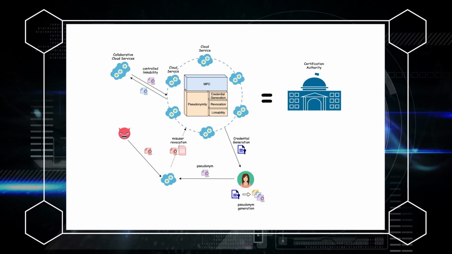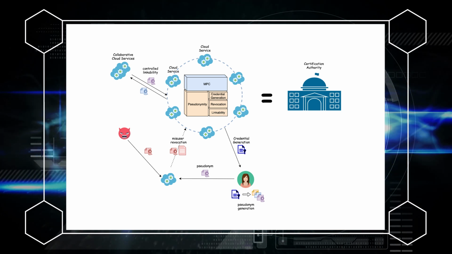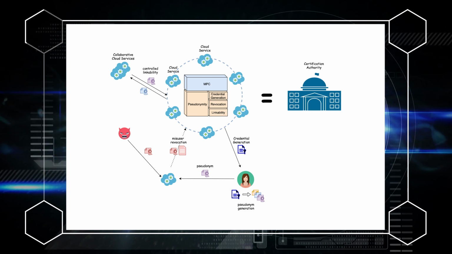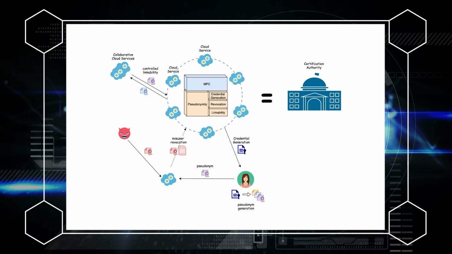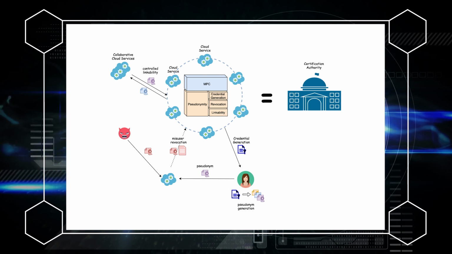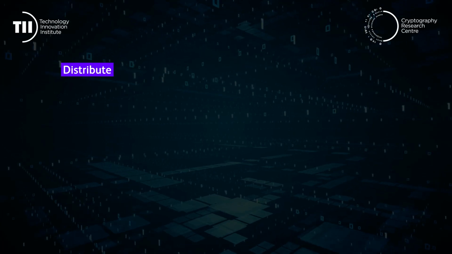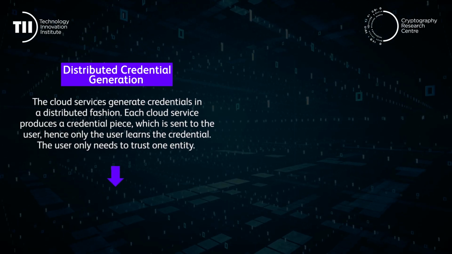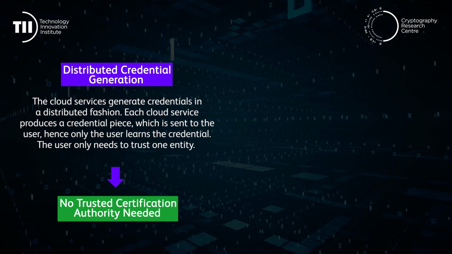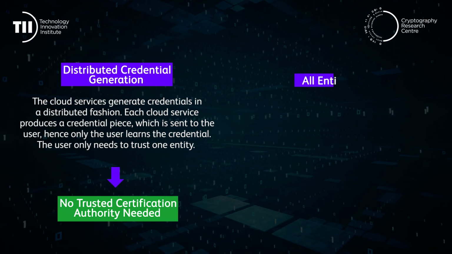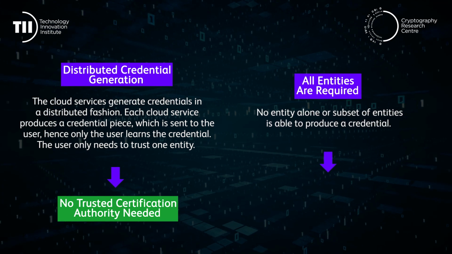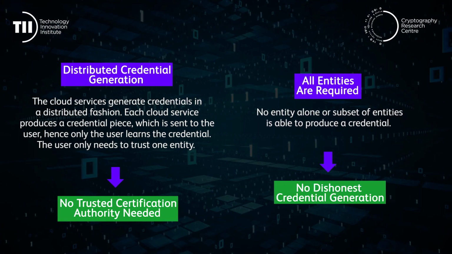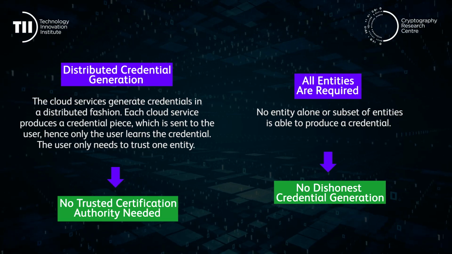MPC can solve the inherent problem of trust that our pseudonym system has. By integrating secure multiparty computation, we get a distributed, privacy-preserving authentication system without certification authorities. Both the credential generation and revocation processes can be done in a distributed fashion directly by the cloud services. From the user perspective, if only one cloud service is honest, the system is secure. On the other hand, from the cloud service standpoint, the participation of the cloud service in the credential generation process ensures that no credentials are given to illegitimate users.